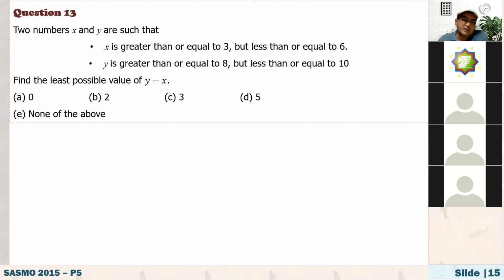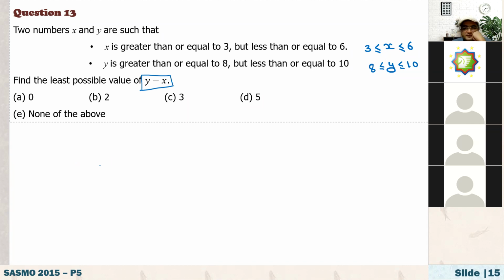First, Aydın, can you write the expression for this? The first one, X is greater than or equal to 3, but less than or equal to 6. What does it mean? It means that X is less than or equal to 6 and greater than or equal to 3. For Y, in a similar way, it is less than or equal to 10 and greater than or equal to 8. So the question is, find the least possible value of Y minus X.